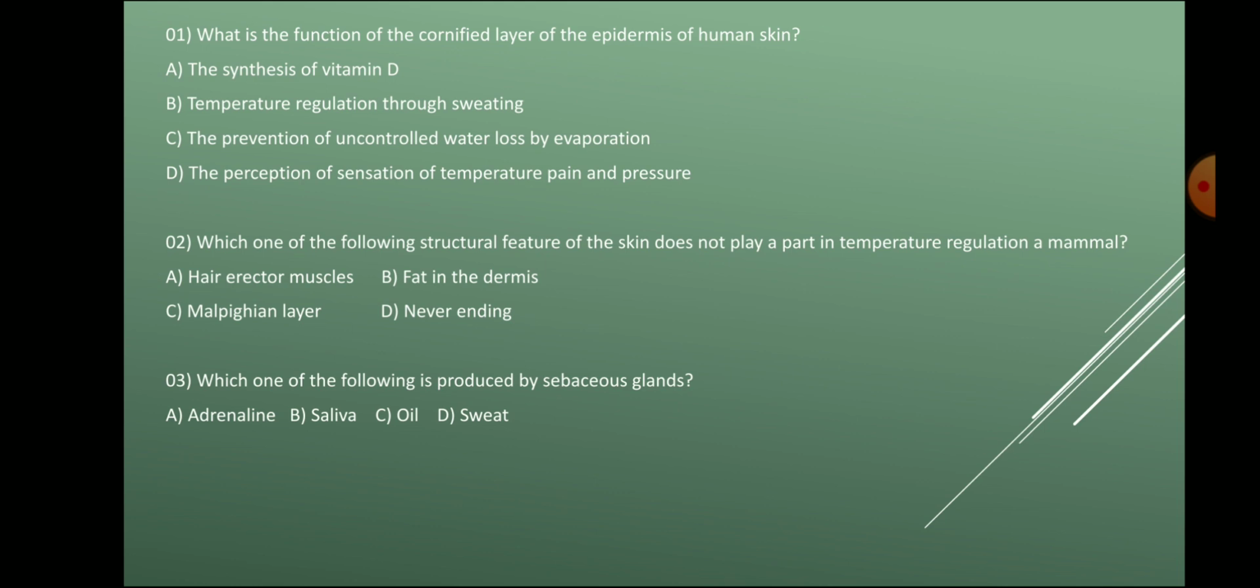The next question is, which one of the following is produced by sebaceous glands? The options are: A, adrenaline; B, saliva; C, oil; and D, sweat. So the correct answer is that oil is secreted by the sebaceous gland.